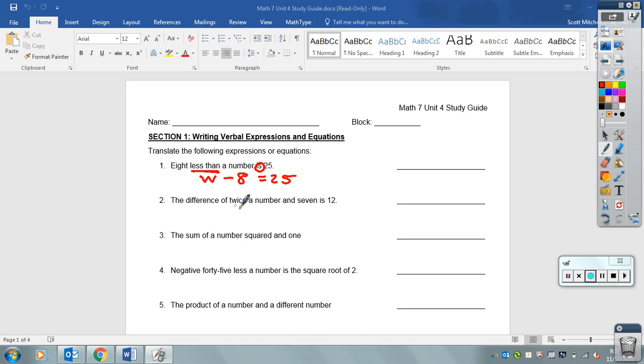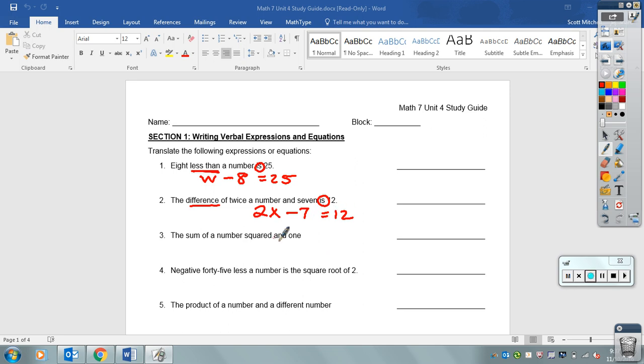The difference of twice a number and 7 is 12. So circle my "is", it's equals 12. Difference means subtraction. The difference of twice a number. Twice a number is not x squared. That's not twice a number, that's squaring a number. Twice a number would be 2 times a number. That's double it, twice a number. So the difference between twice a number and 7 is 12.